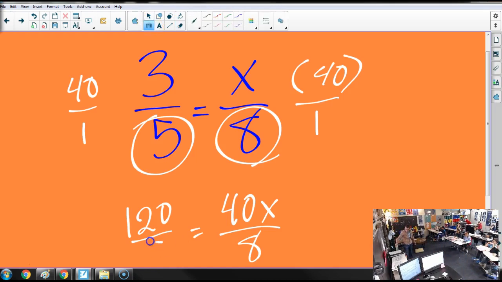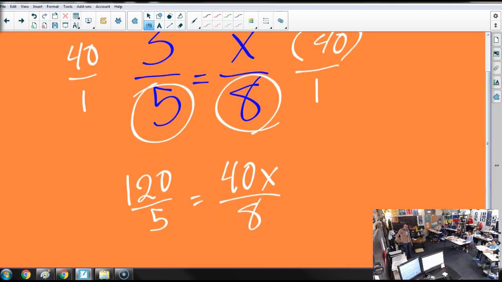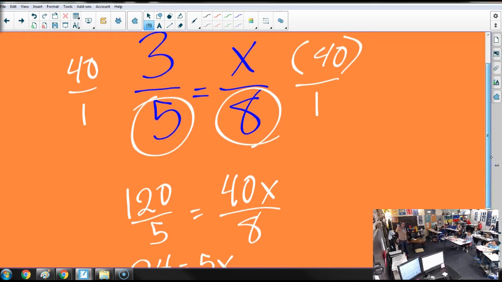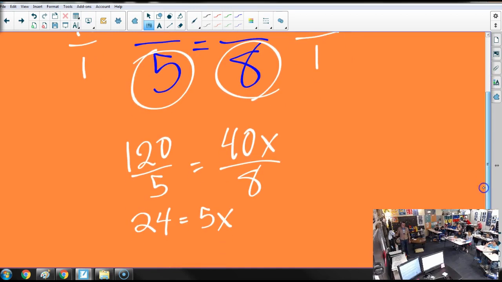40 over 1. I didn't say you had to write this down, I'm explaining to you what's actually happening. The magic behind the curtain. Right? So then this reduces. What's 120 divided by 5? 24. What's 40 divided by 8? 5. Hey, remember back when we said when we cross multiply, we just do 8 times 3 and 5 times x? 8 times 3 and 5 times x.